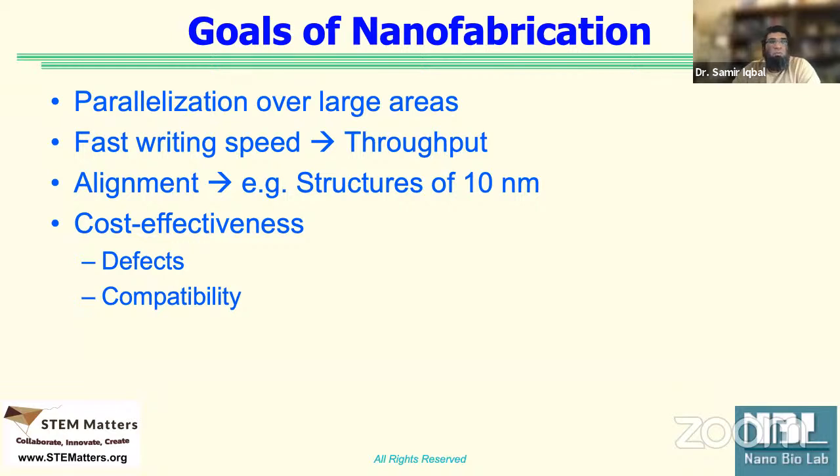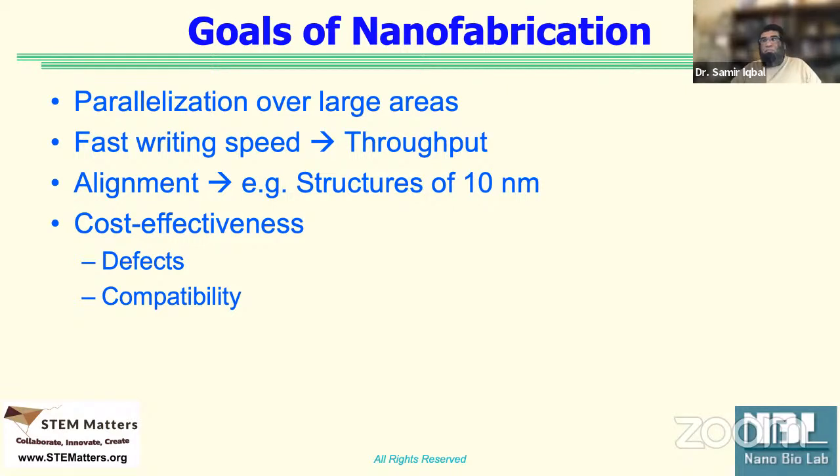We want to do fast writing so we can have high throughput, and the issue of alignment, because when things become too small, from one chip to the next chip, we want to align to the small feature from the previous step. So the next step becomes a little bit challenging. That's another issue of alignment when we go too small in size.